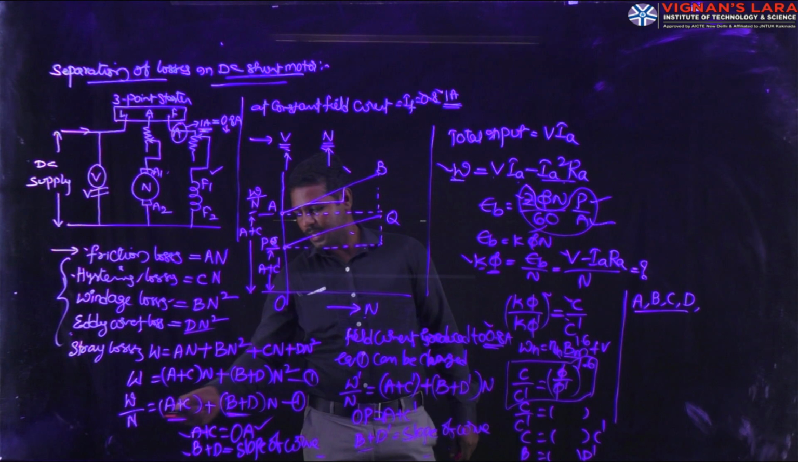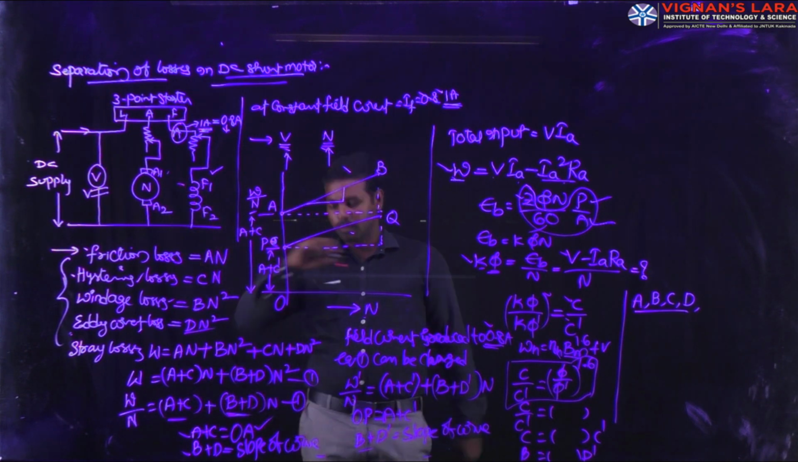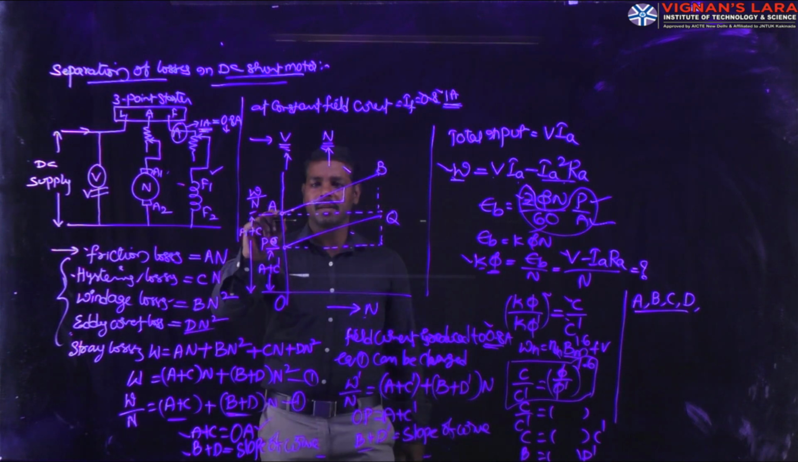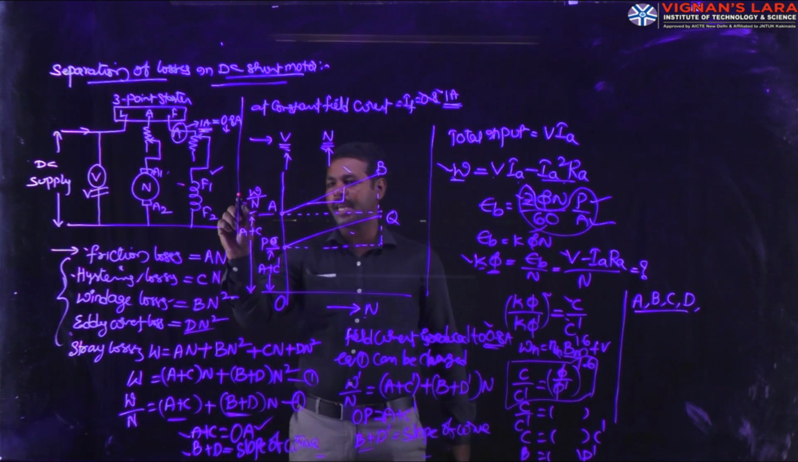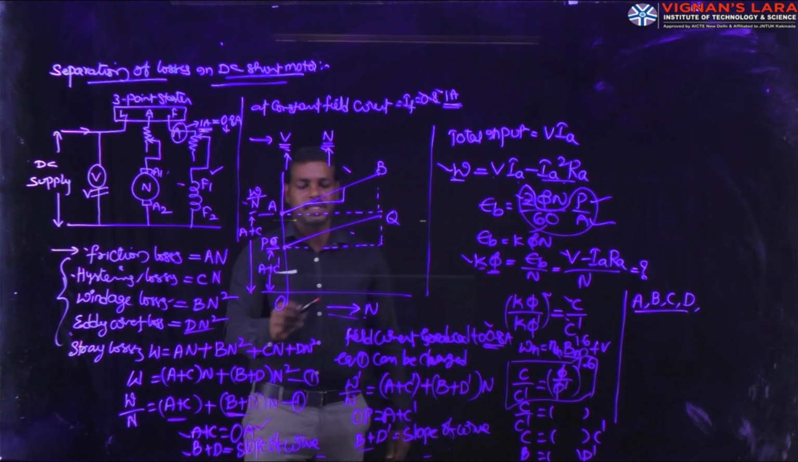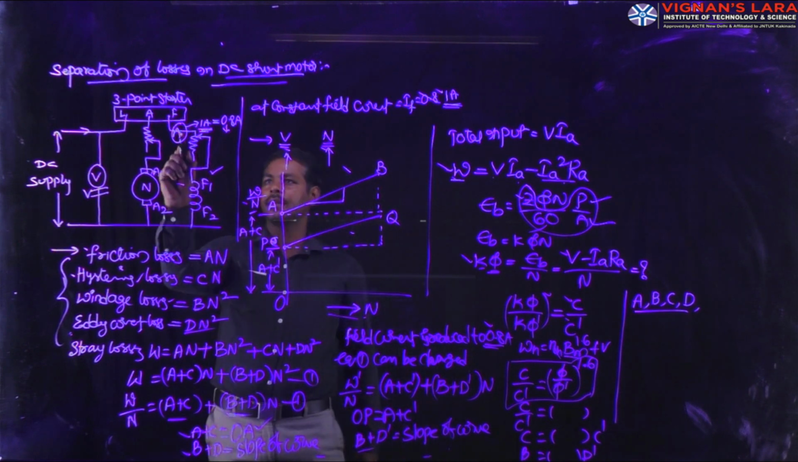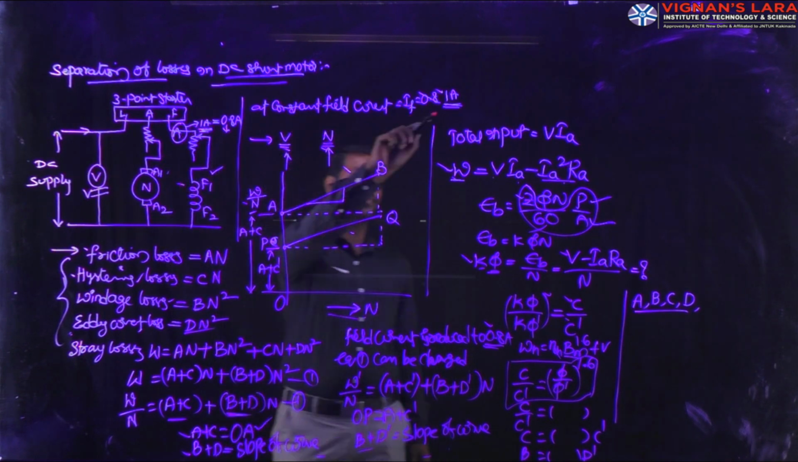So W by N is equal to these two terms, A plus C and B plus D into N. We conduct the given test and draw the characteristics of W by N versus speed. W by N versus speed is calculated at a field current of 1 ampere.